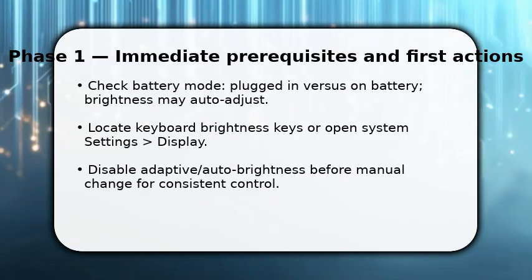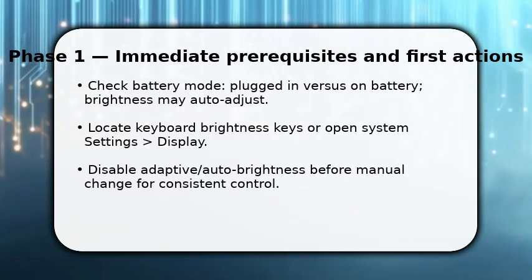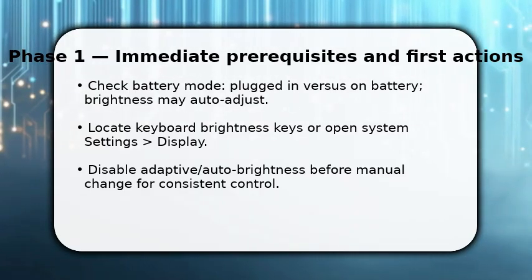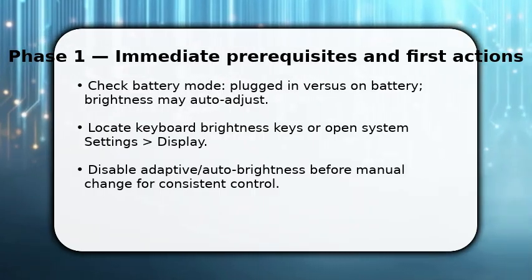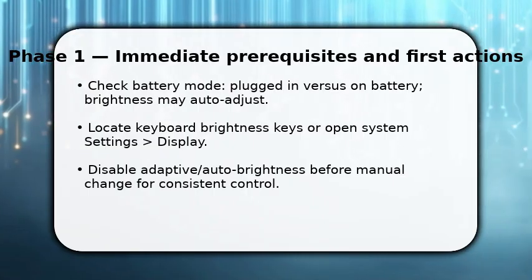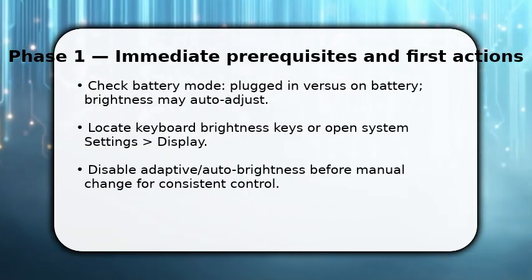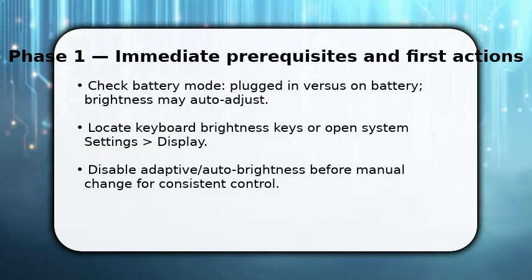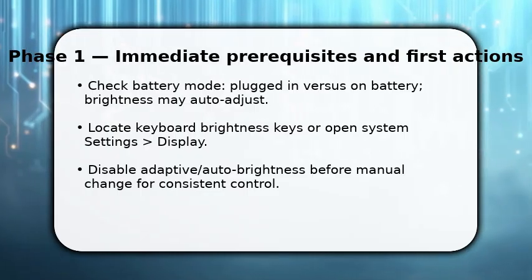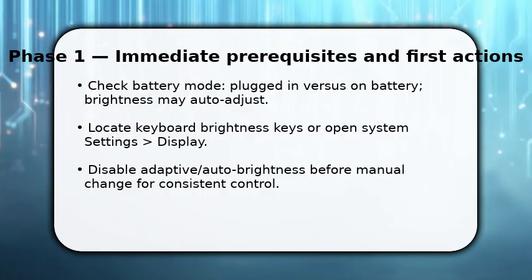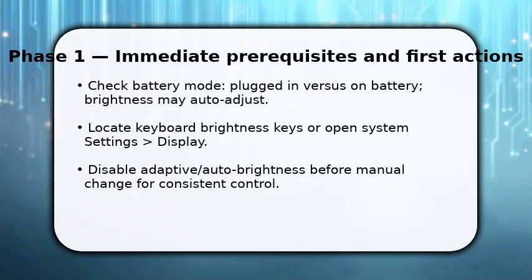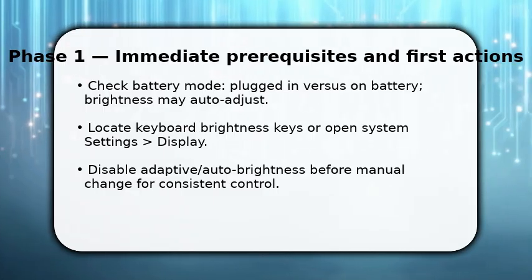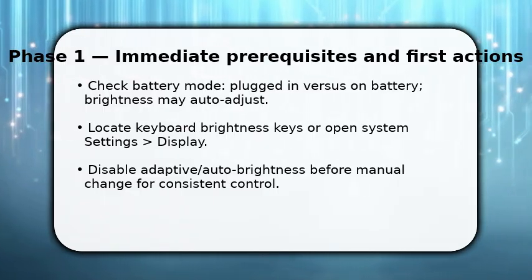Enjoy the video. You begin by confirming power state and input method. If plugged in, brightness limits may differ. Make sure you know whether you're on battery or AC. Next, either press the keyboard brightness keys marked with a sun icon or open Settings and go to Display. This is where the slider lives. Turn off adaptive or auto brightness so manual adjustments take effect. Once done, you'll be ready for precise tuning. Proceed to the detailed adjustments in the next step.